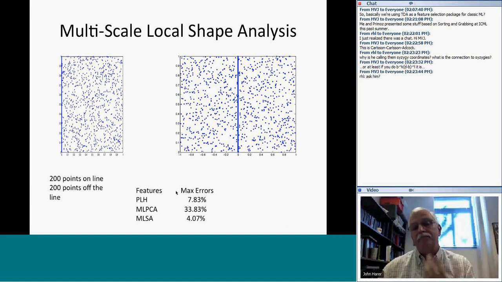It just sees these things as being fairly equivalent, I guess I should say, and so the performance is actually pretty poor for MLPCA in that case. But when we put them together, we got better performance.